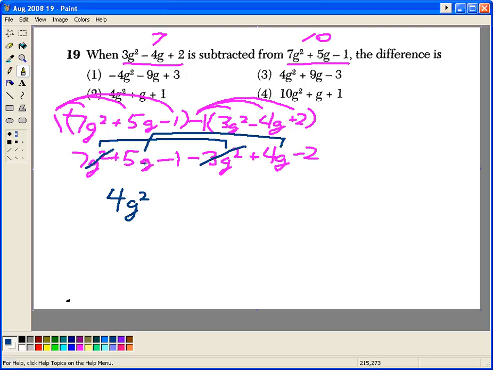I personally like to eliminate things as I go, so let's see, I have 5g's and I have 4g's. I have positive 5g's, I have 4g's, put them together, and now I have 9g's. Get rid of those. What have I got left? Oh, just the plain old numbers. I owe somebody 1, I owe somebody 2 more. Altogether, I owe somebody 3. My answer here is going to be 4g squared plus 9g minus 3. I look up above and thankfully find my answer to this question is number 3.